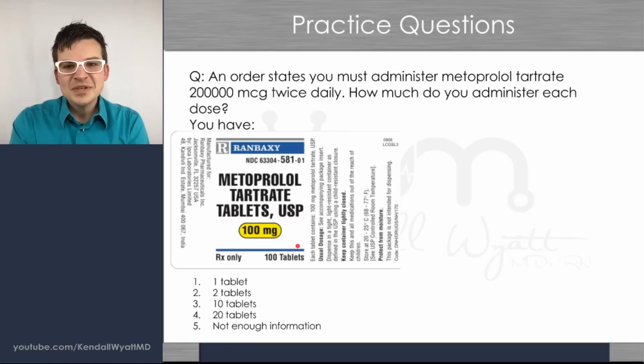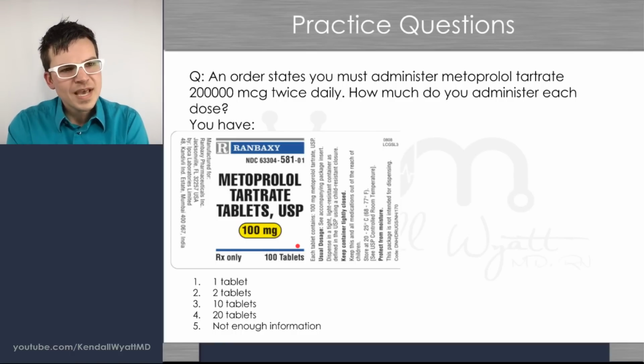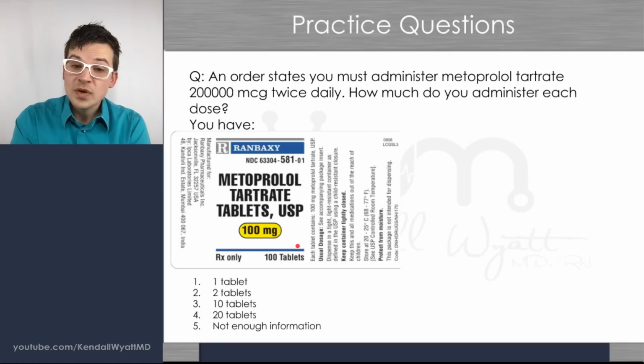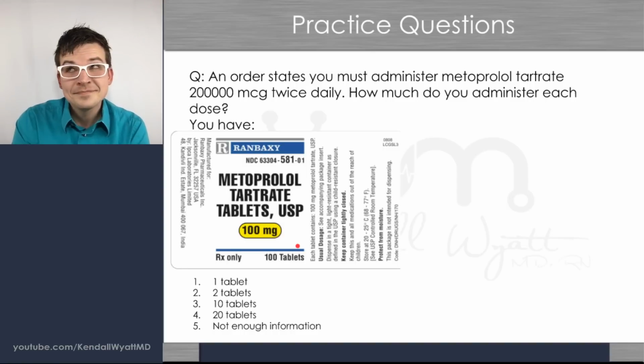Now, let's look at another one that maybe is a little more appropriate. An order states you must administer metoprolol tartrate 200,000 micrograms twice daily. How much do you administer each dose? You have on hand another drug label. What's the answer? Take a moment to see if you can figure it out. Of course, this medication is the correct one, because I tricked you last time. Why would I do it again, right?